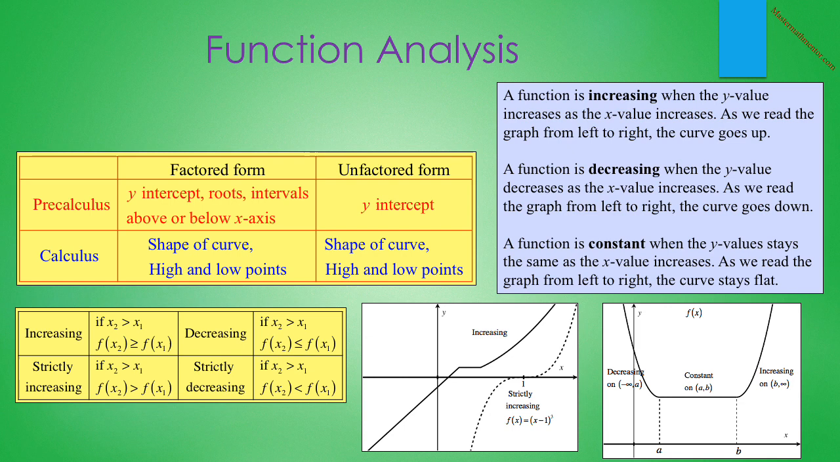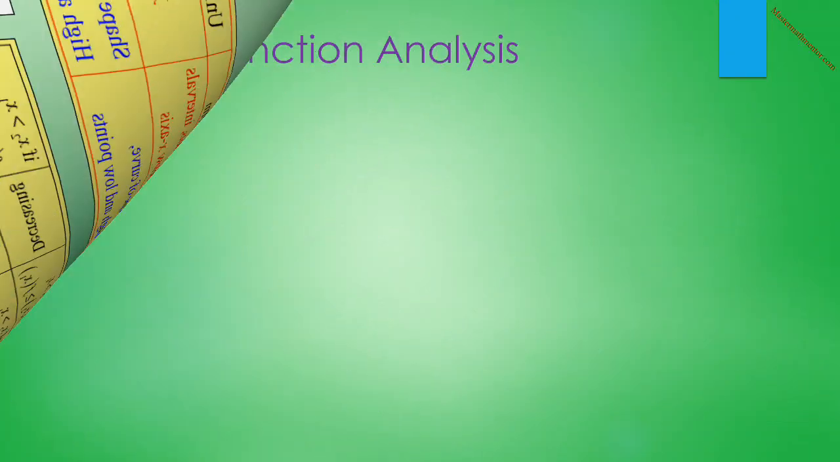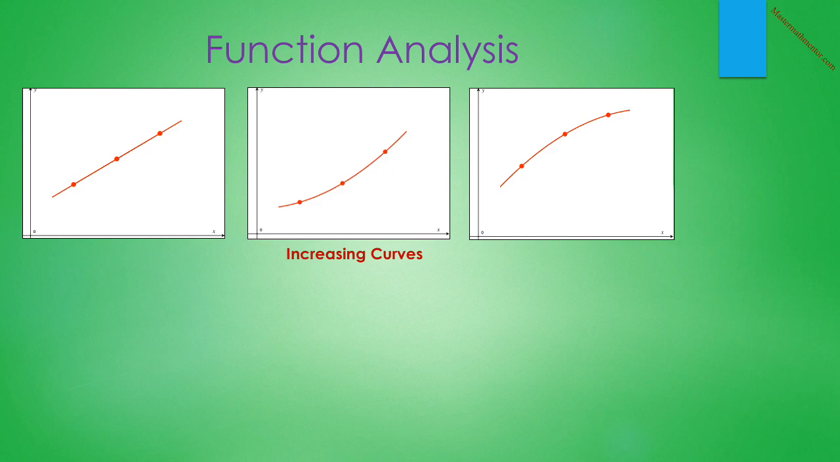This curve is f of x equals (x minus 1) cubed. And if we choose two values, x2 and x1, such that x2 is greater than x1, then f of x2 will always be greater than f of x1. So this curve is strictly increasing. Strictly increasing curves come in three varieties, as shown.